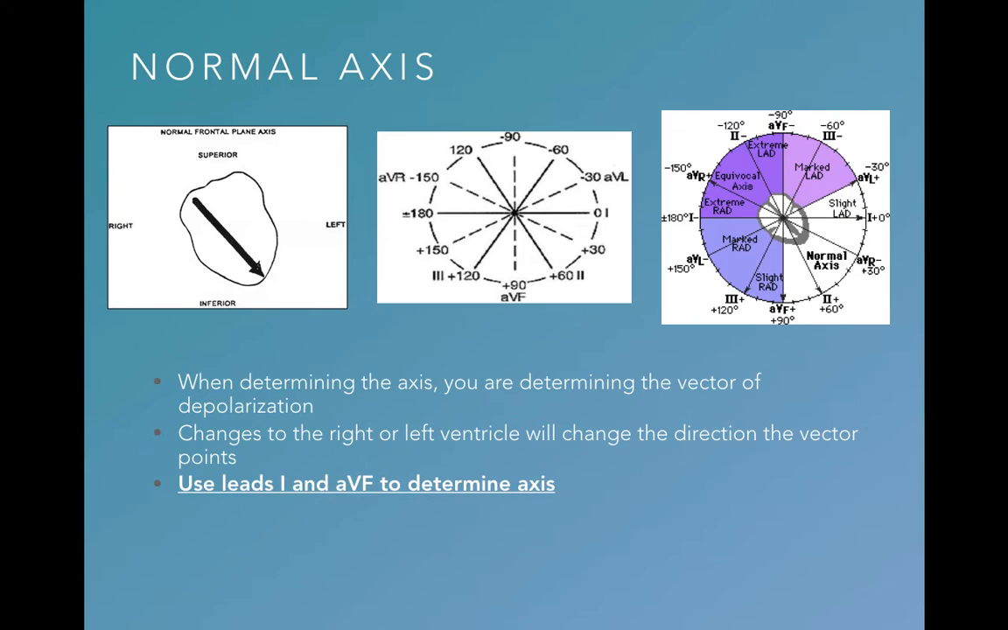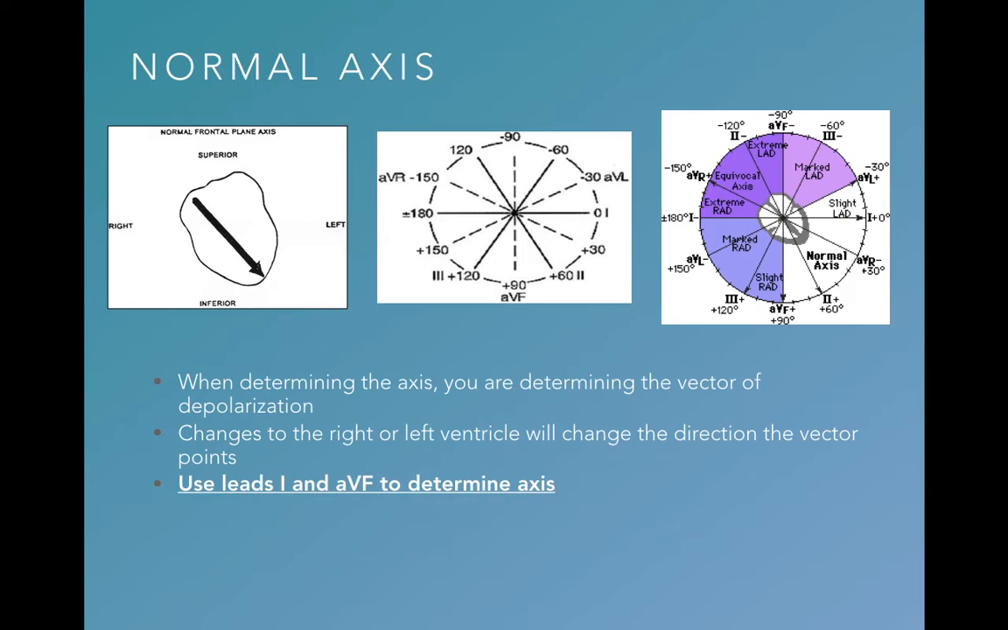So when you're looking at an EKG and trying to figure out which way the vector is pointing, that's why it's extremely important to understand which parts of the EKG should be up and which should be down, because if they're different from normal, then you know something is going on and we can start to figure out where the axis might be. So what you want to do is use lead 1 and AVF, because those are the two that look at right to left and up to down. Lead 1 would be left to right.